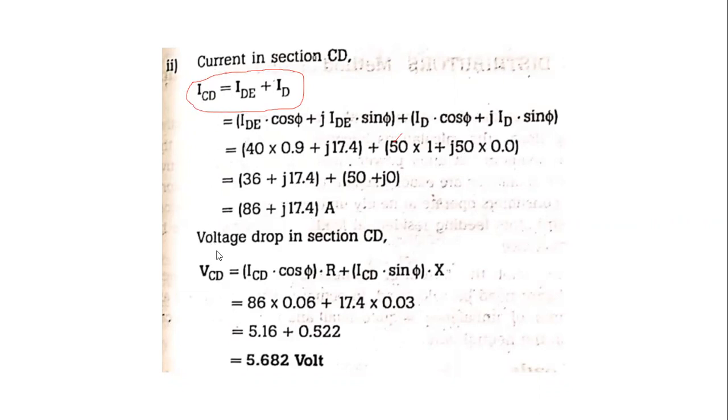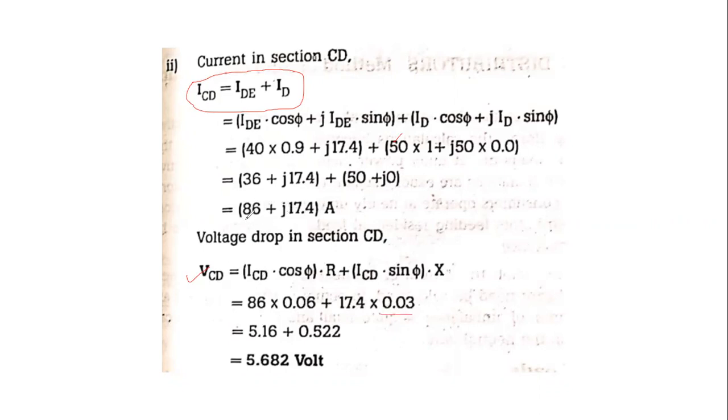Similarly, we calculate the voltage drop in section CD. What is the formula for the voltage drop across the CD section? ICD cos phi into R plus ICD sin phi into X. What is the value of ICD? That is 86 plus j17.4. So 86 into R plus 17.4 into X.